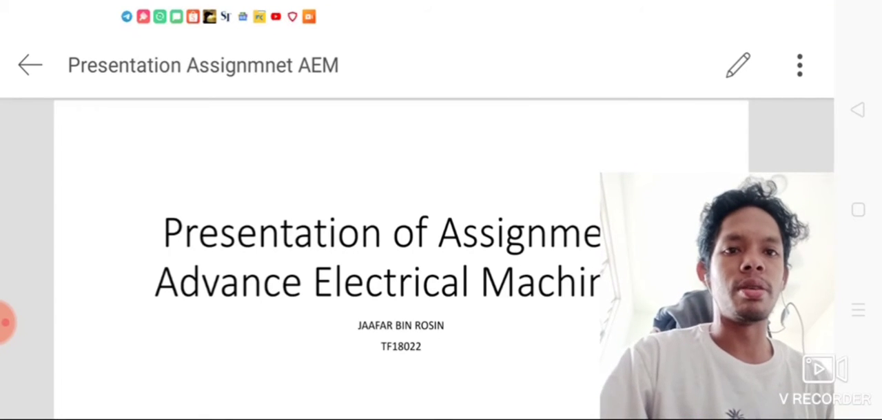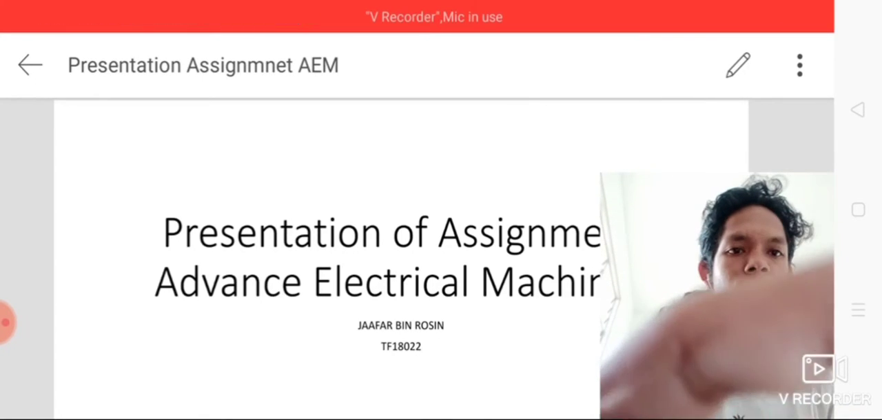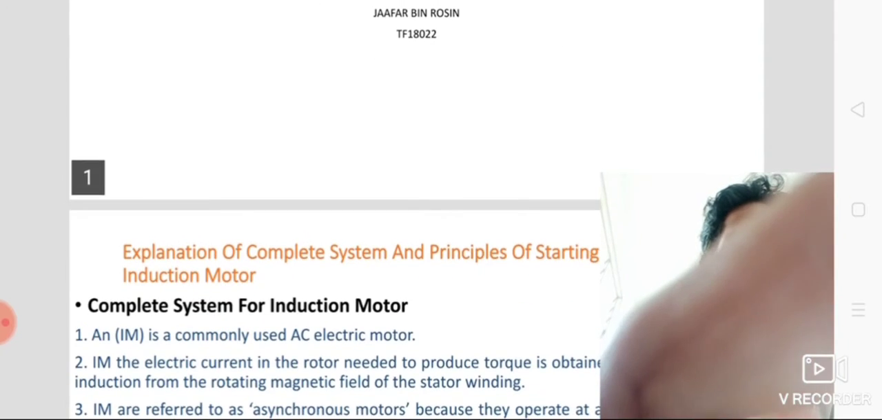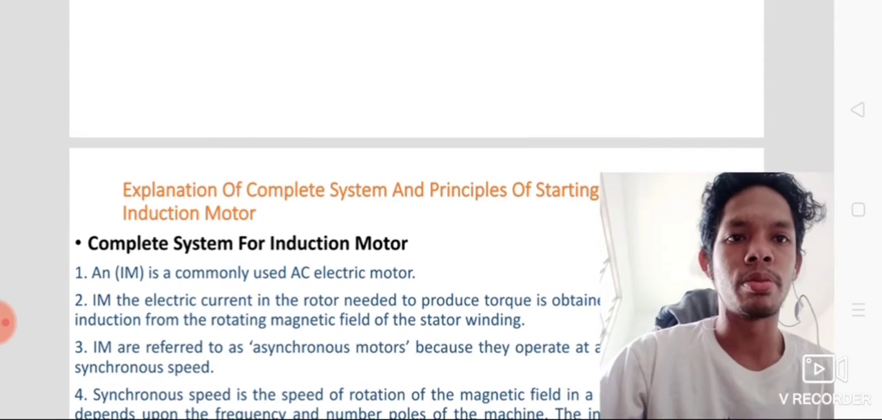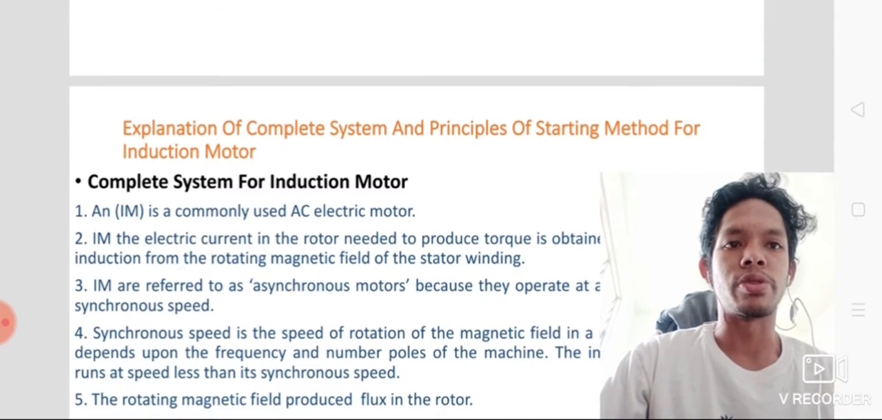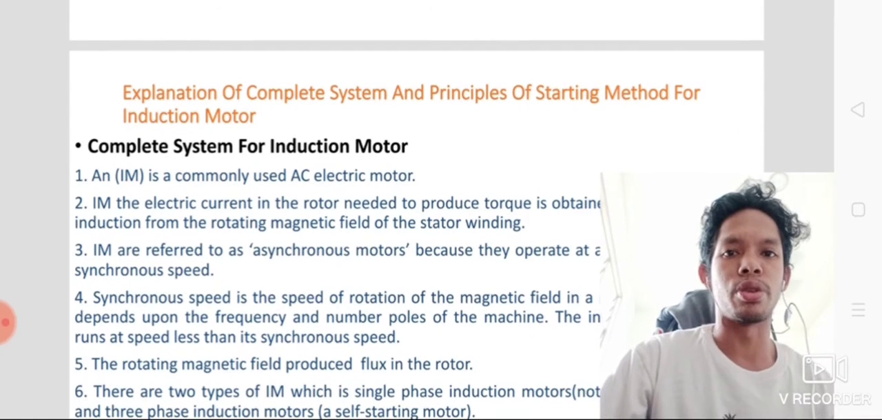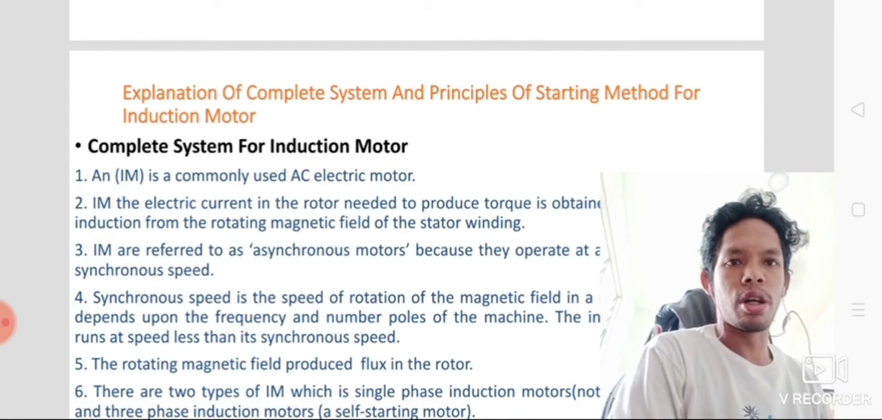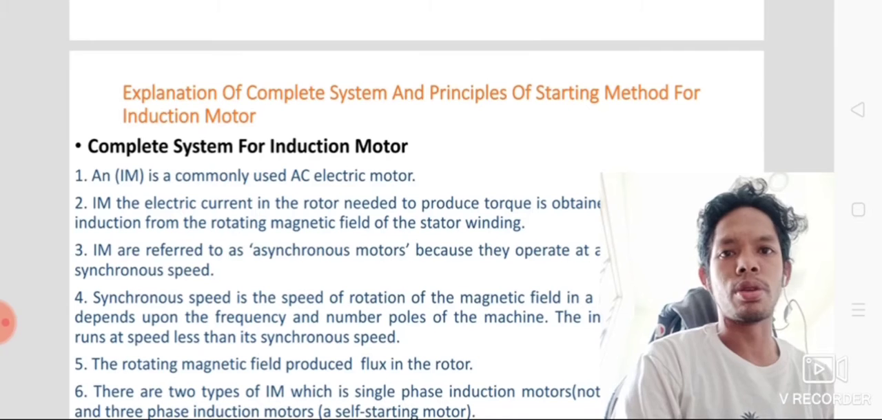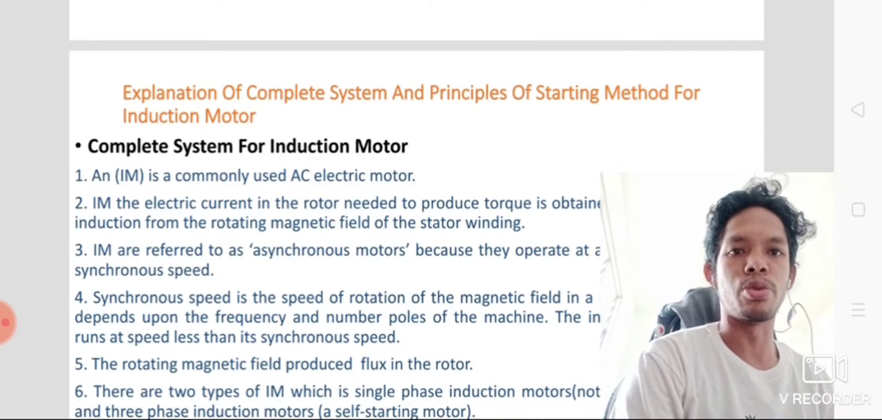Assalamualaikum and salam sejahtera. Today I want to present my part, which is the explanation of the complete system and principle of starting method for induction motor. First, I want to explain the complete system for induction motor.